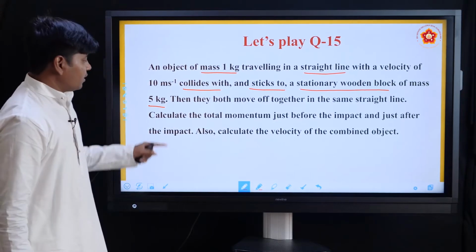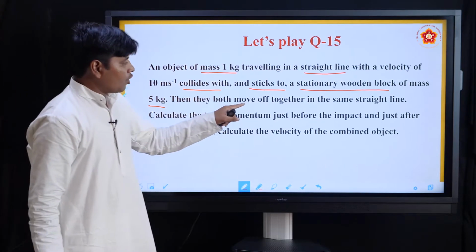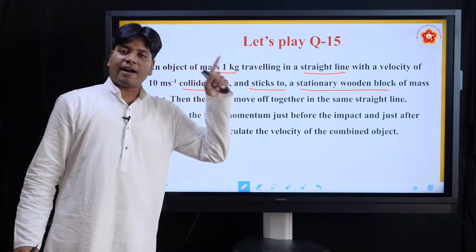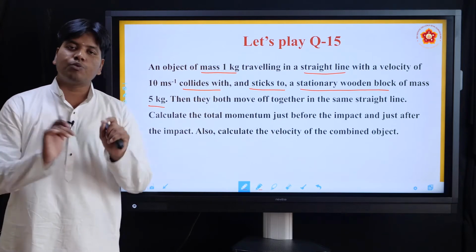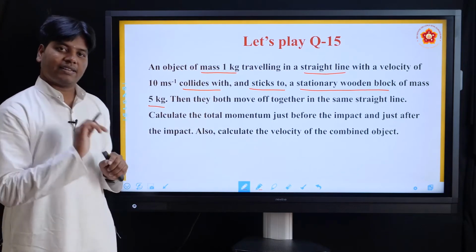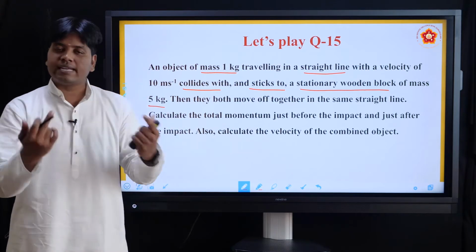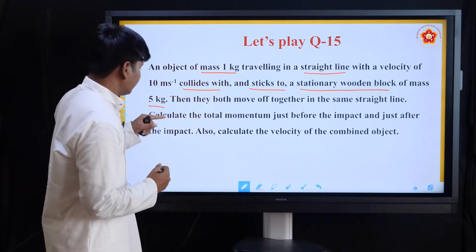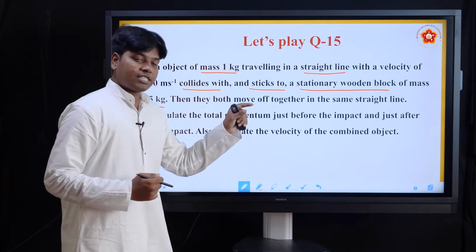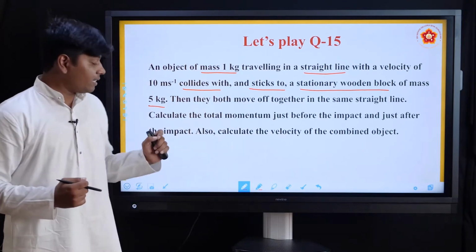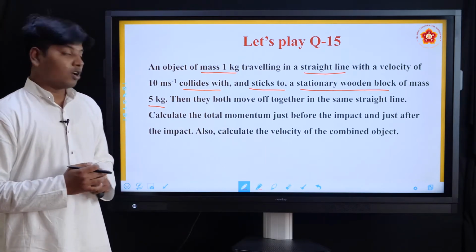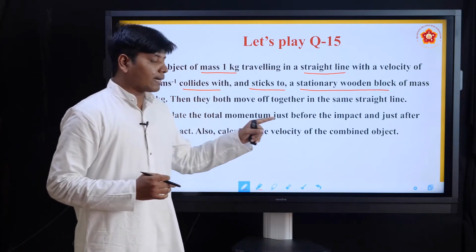Alright? So then they move off together in the straight line. After sticking with each other, they move in a straight line. Again a hint. So after the impact also the acceleration is constant if it is gaining some acceleration. Calculate the total momentum just before the impact and just after the impact. Also calculate the velocity of the combined object.